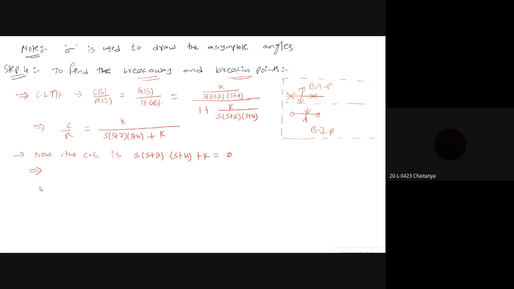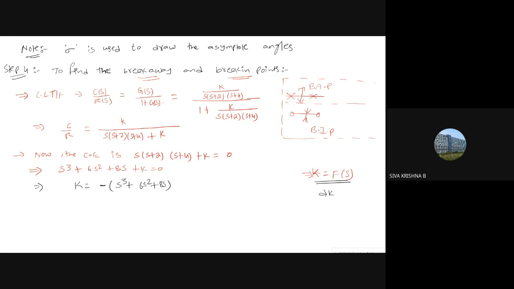Multiply that equation: s cube plus 6s square plus 8s plus K equals 0. Very good. So now you have to form K equals f of s. To find the break points you have to arrange it in terms of K equals f of s. That implies K equals minus, taking s power 3 plus 6s square plus 8s. Is it not? Yes or no? You have to form K equals f of s and then do dK by ds equals 0. Then you will get the break points.